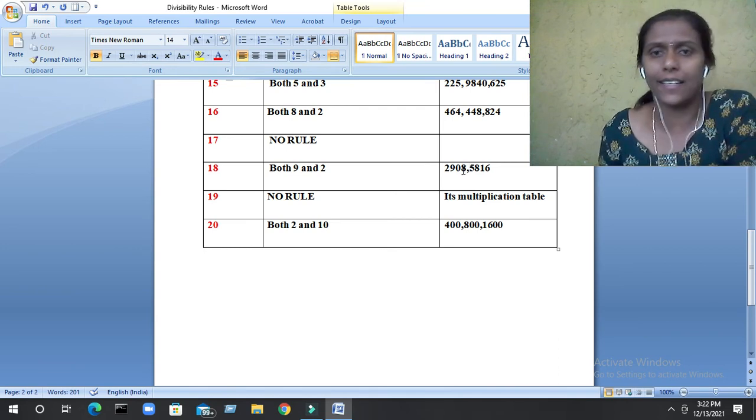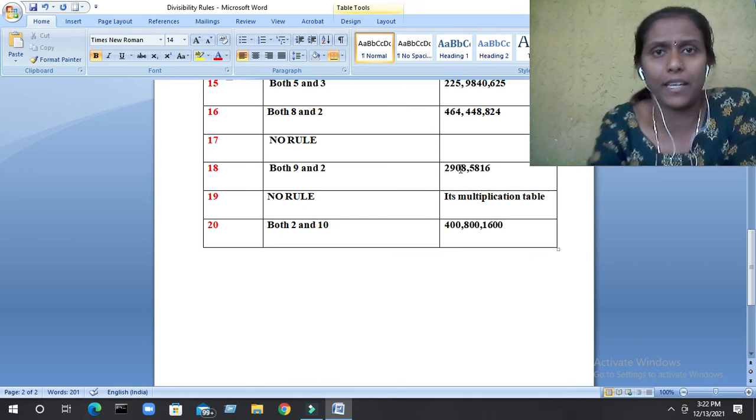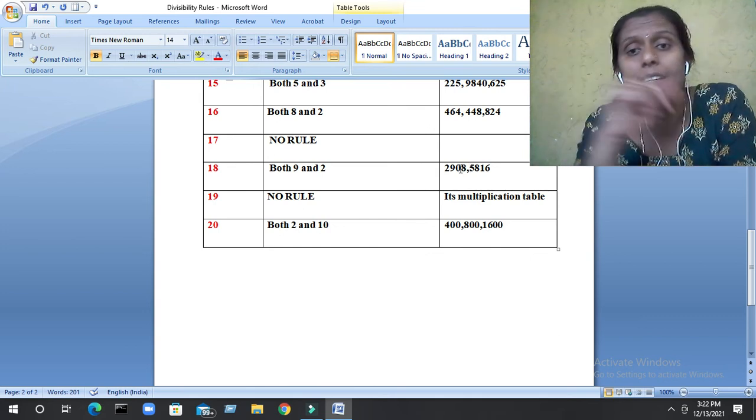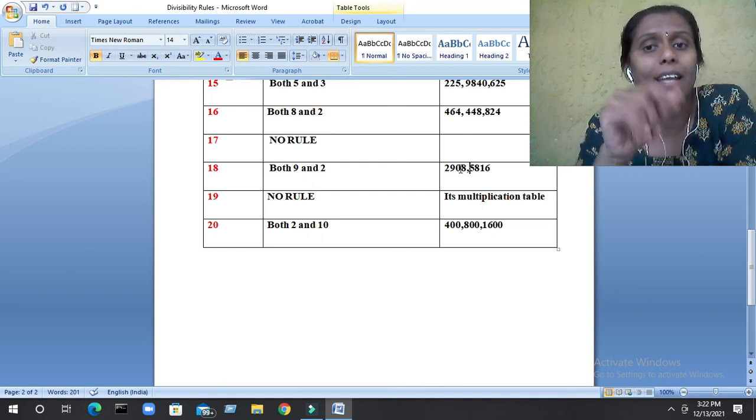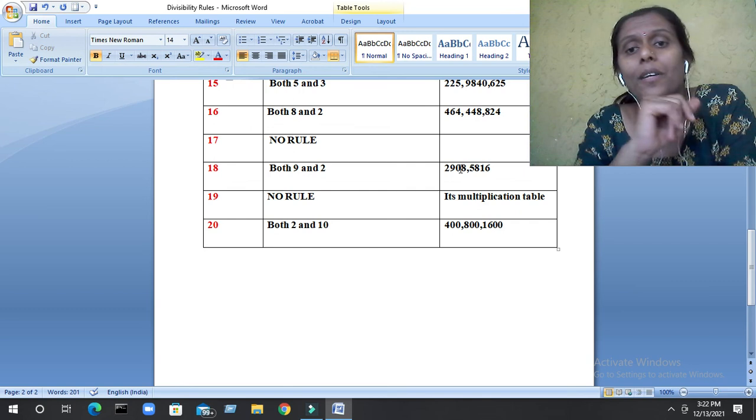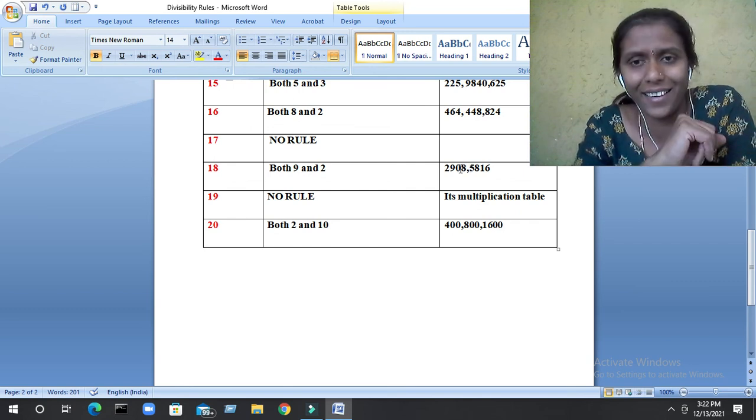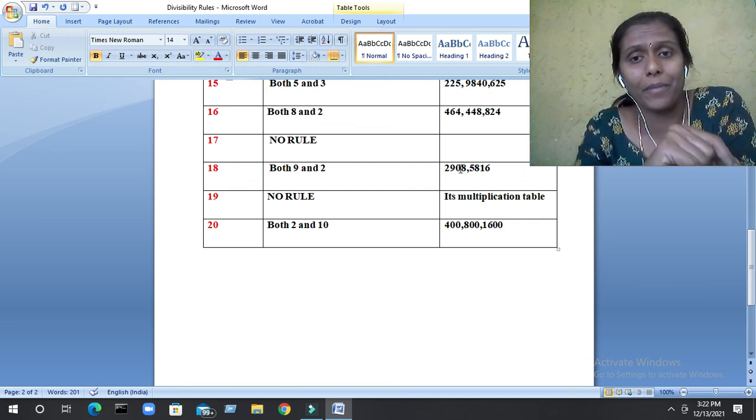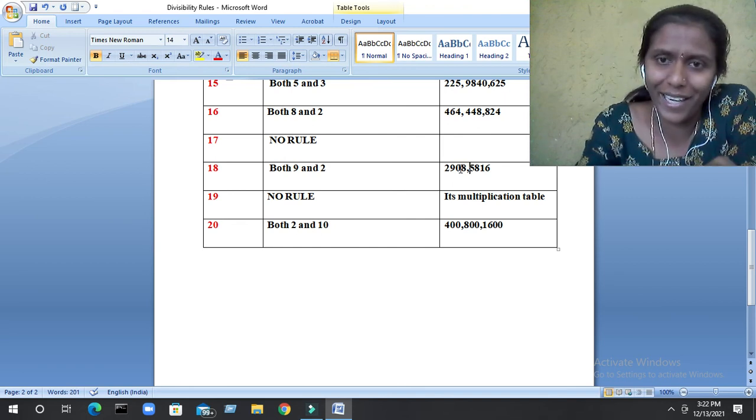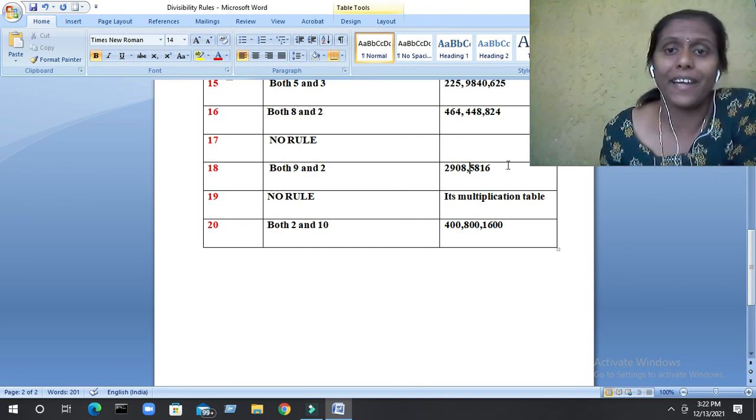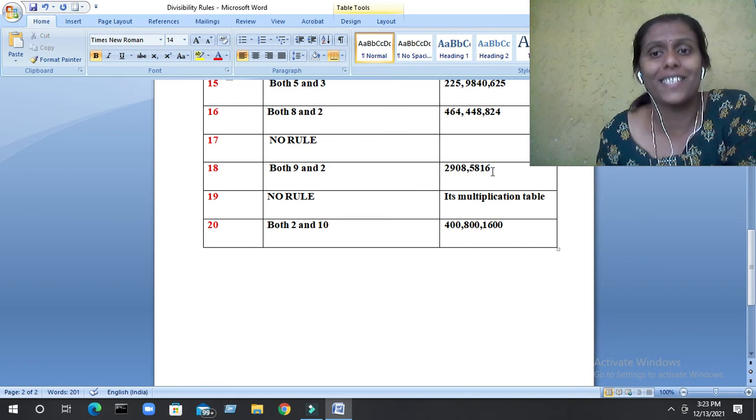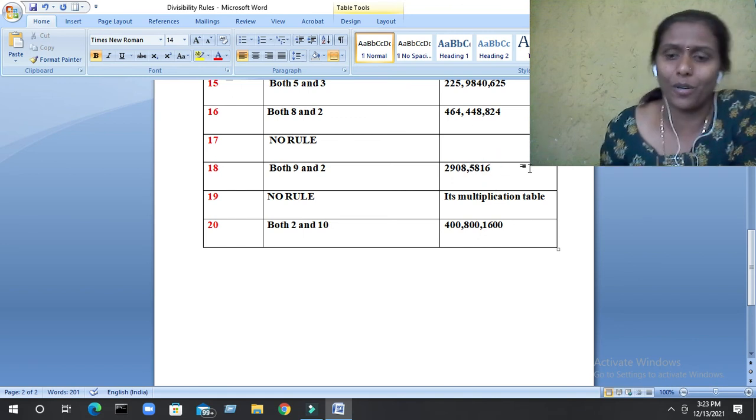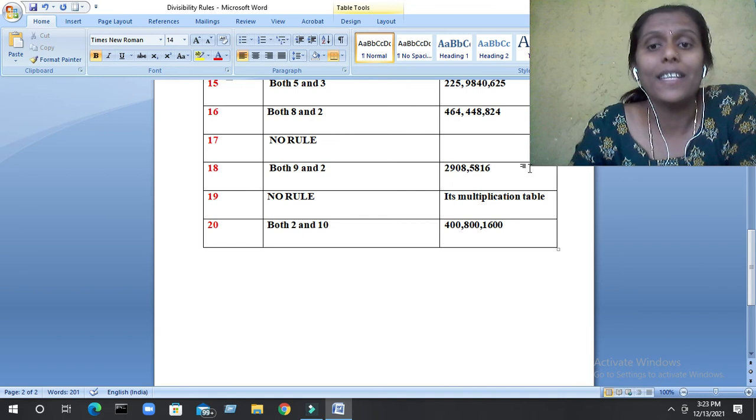Next, 2908. Sum it. 2 plus 9 is 11, 11 plus 8 is 19. Now I can easily say this is not getting divided by 9. When it is not getting divided by 9, of course it won't be divided by 18. Go for the second one. 5, 8, 1, 6. 5 plus 8 is 13, 13 plus 1 is 14, 14 plus 6 is 20. It's also not getting divided by 9. So these two numbers are not eligible to get divided by 18.